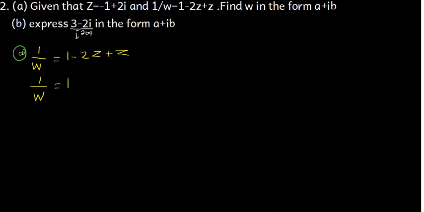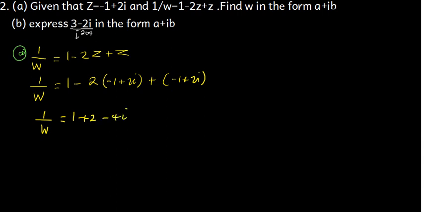We can go and substitute where there is z. So this will give us 2, where there is z, we've been told z is negative 1 plus 2i. Again plus z, which is negative 1 plus 2i. So we can go on simplifying this, and that will give us 1 over w being equal to 1 minus, okay, negative 2 times negative 1, that will give us positive 2. Negative 2 times positive 2i, that will give us negative 4i. And then we've got negative 1 plus 2i.